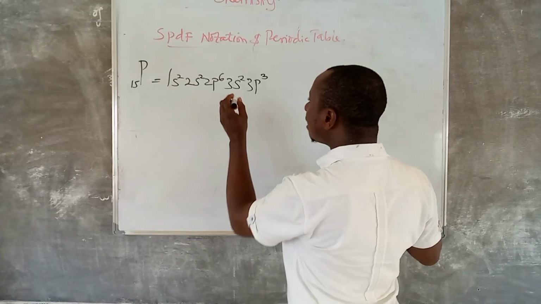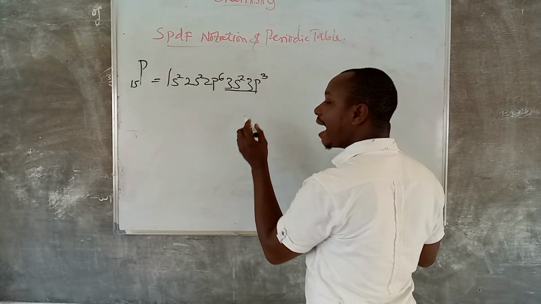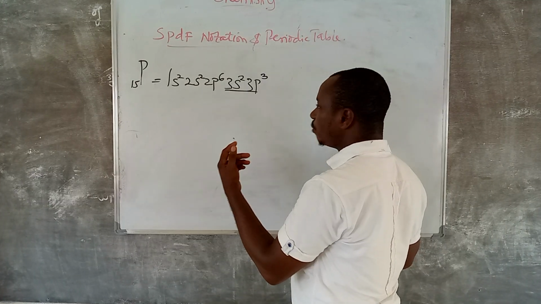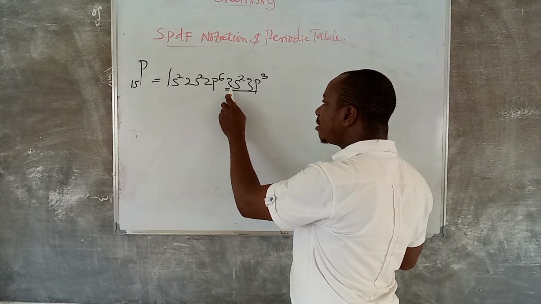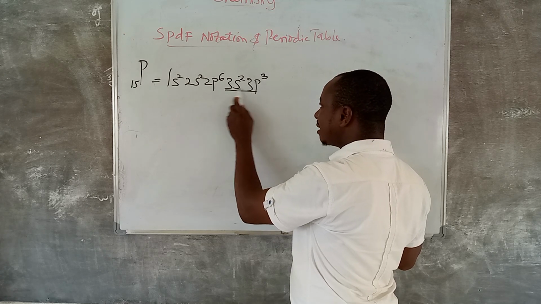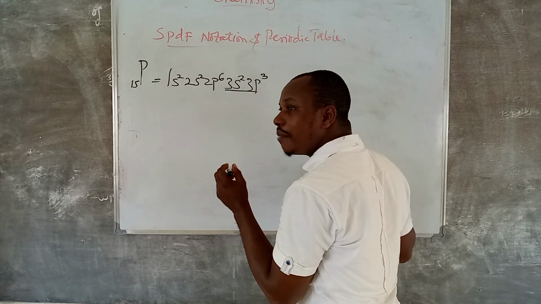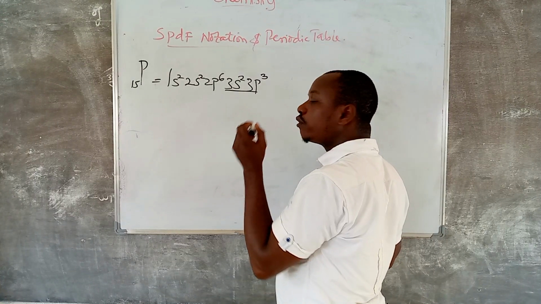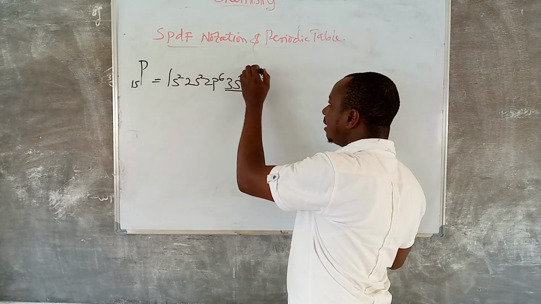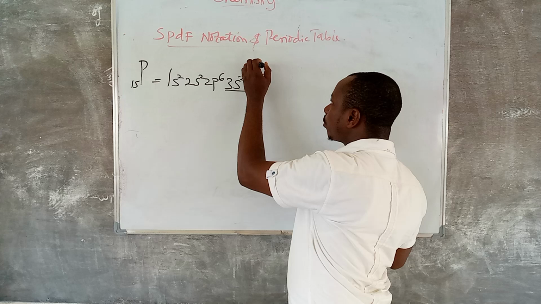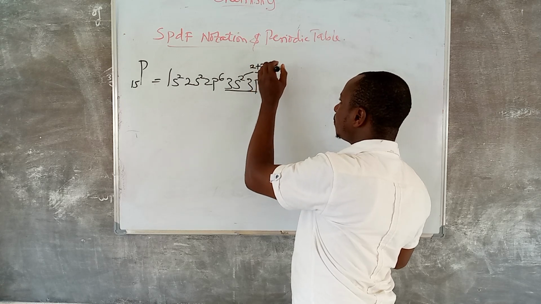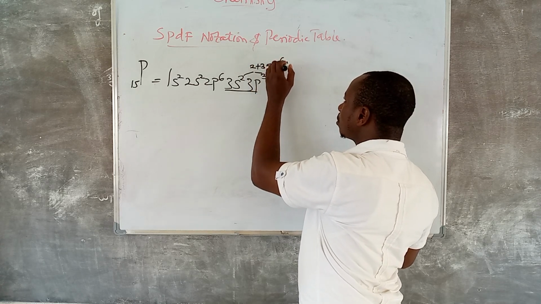Since these two are the same, I am collecting the last two. That is to say, this one is 3, this one is 3. So I'm collecting the last two. If I want to determine the group of phosphorus, I'm going to add these two, 2 plus 3, which gives me 5, which means phosphorus belongs to group 5.